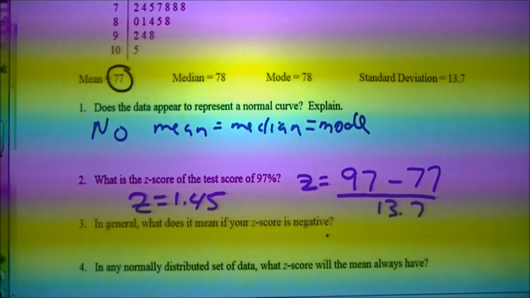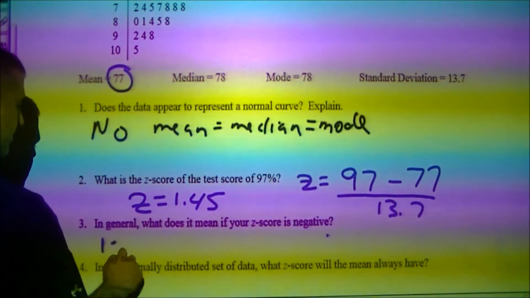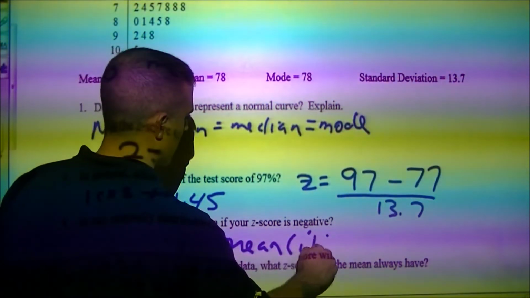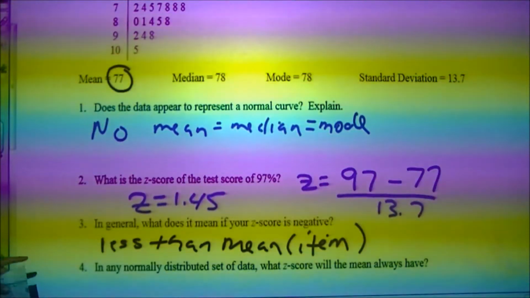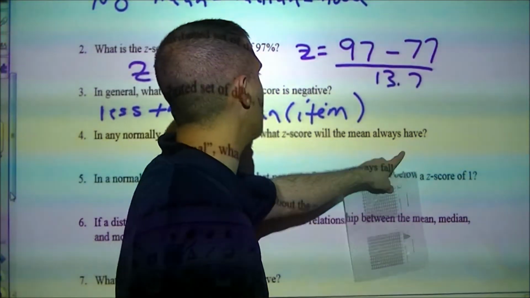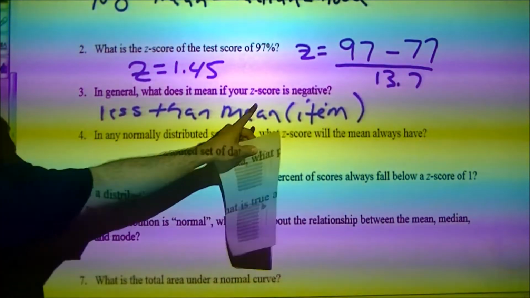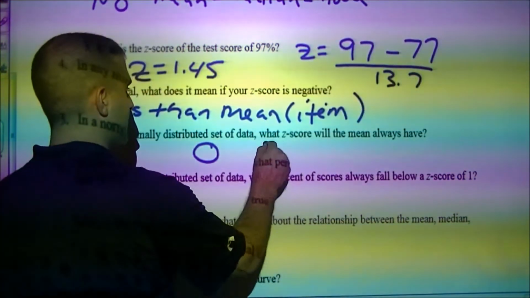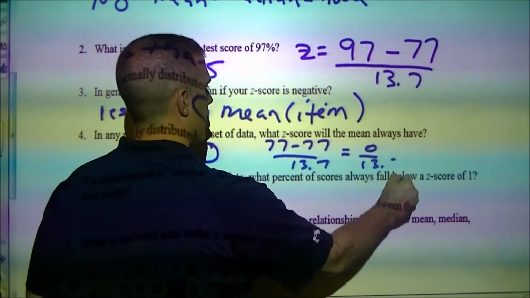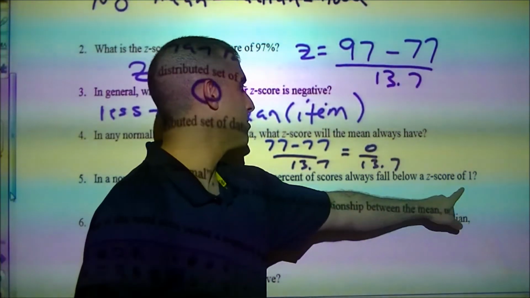In general, what does it mean to have a z-score that is negative? That means it's going to be less than the mean. Whatever you're comparing, if it's got a negative z-score, it's below the mean. If it's normally distributed, what will the mean z-score always be? That would be 0. Because 77 minus 77 is 0, and 0 over 13.7 would be 0.